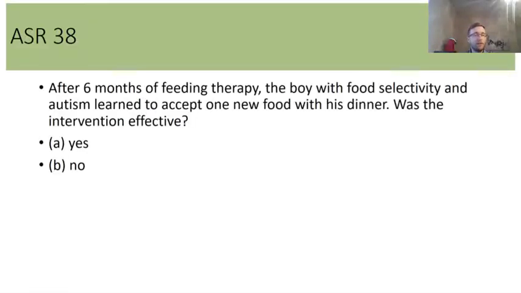ASR 38: after 6 months of feeding therapy, the boy with food selectivity and autism learned to accept one new food with his dinner. Was the intervention effective? A, yes, B, no. A couple more seconds. All right, I'll close the poll. The answer here is no. Maybe 10 new foods, or even 5 new foods, depending on how many foods the child ate before intervention. But 1? Probably not.